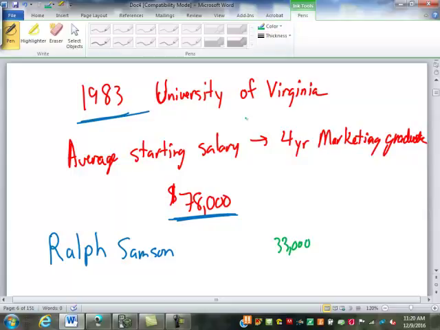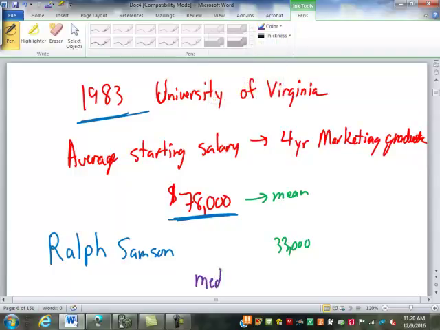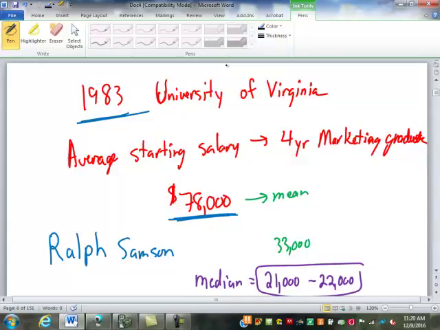The median, so this was obviously a mean. The median of that group was between 21 and 22,000. Which still isn't bad, but it's not 78,000. So you can see the mean is highly affected by those, what they call outliers, those really radical, really high numbers or really low numbers on the other side of it.